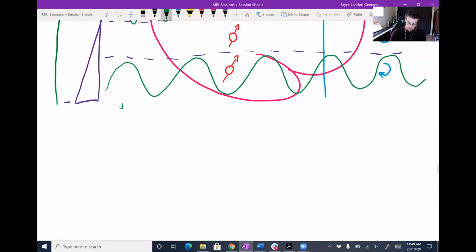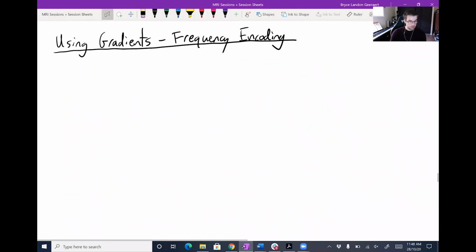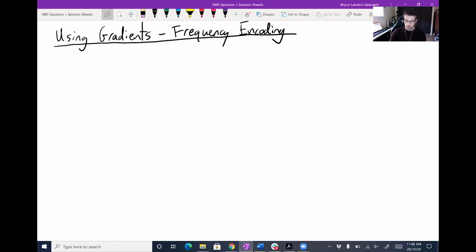All right, I will end on frequency encoding, as this is a pretty understandable one. The last one is phase encoding, which we'll start with next session to wrap up gradients and get into pulse sequences, because there's maybe a little bit more confusion around phase encoding gradients typically. But now I'm going to draw an axial slice of the brain.